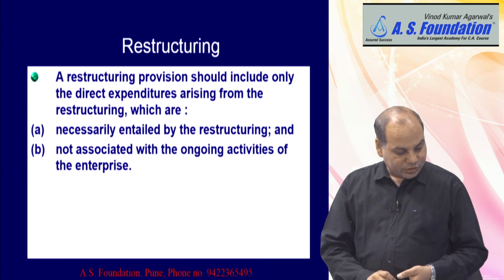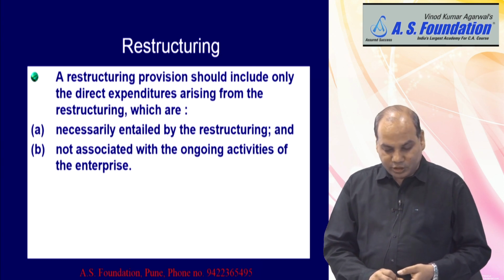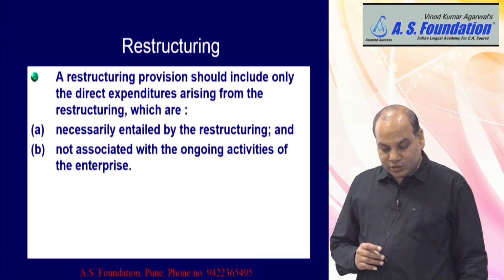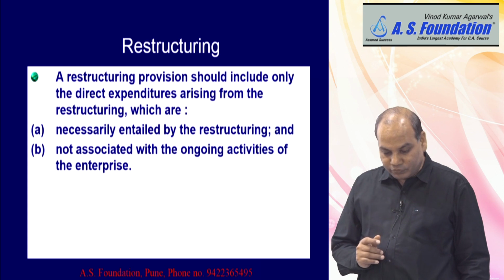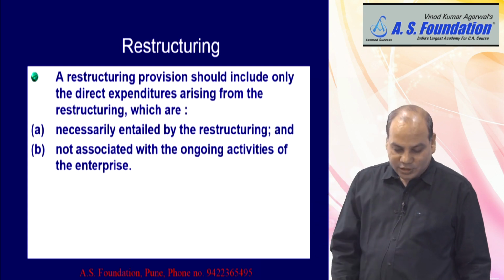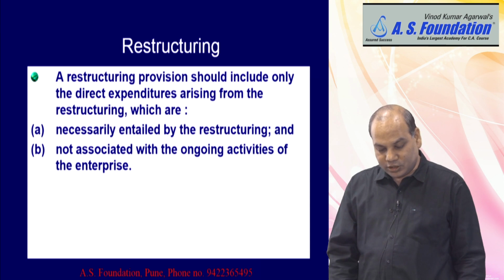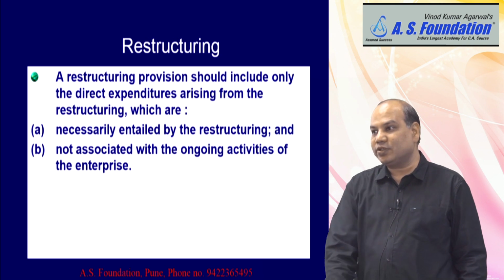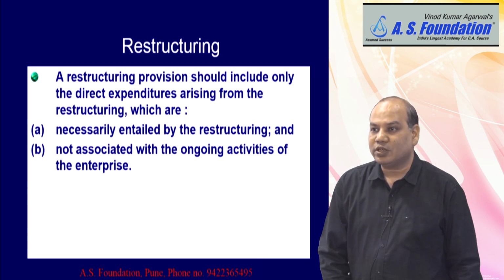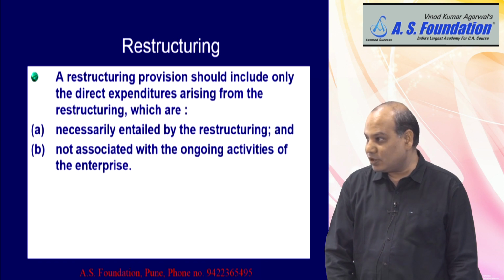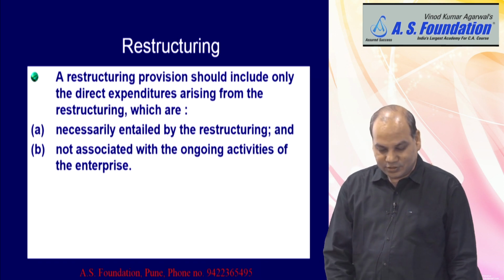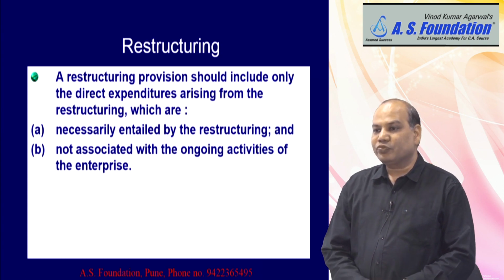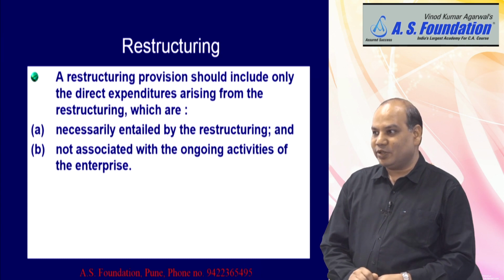Okay. So some instruction to you. What will be included and what will not be included in the provision for restructuring cost? A restructuring provision should include only the direct expenditure arising from the restructuring. Only the direct expenditure arising from restructuring. Because of restructuring, these costs have to be incurred and which are necessarily entailed by the restructuring and not associated with an ongoing activity of the enterprise. Not associated with ongoing activity of the enterprise.